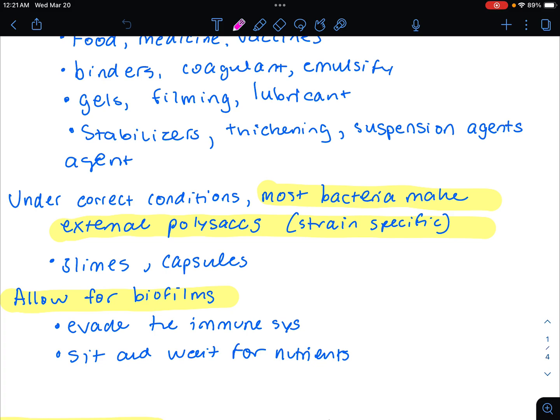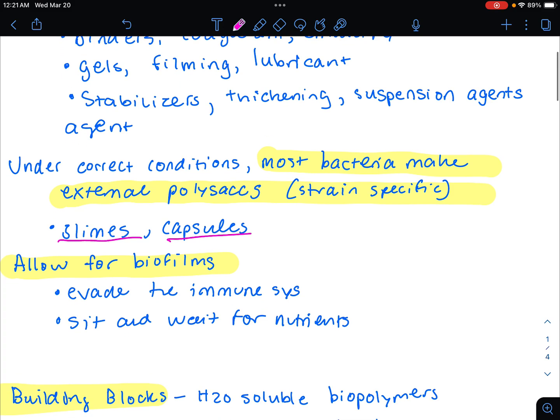Okay, so extracellular polymers are going to be our polysaccharides. Most bacteria, under the correct conditions, will make these polysaccharides of these high molecular weight mucoid substances. These could be in the form of the slime layers, the capsules, and the sheaths. Most are composed of polysaccharides, and they're also going to be strain specific. That's also a good point to make here. The creation of these mucoid substances will allow the bacteria to form biofilms and evade the immune system that may have developed to earlier infections.